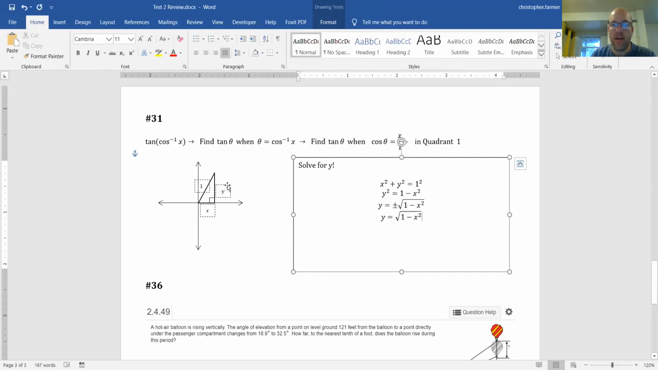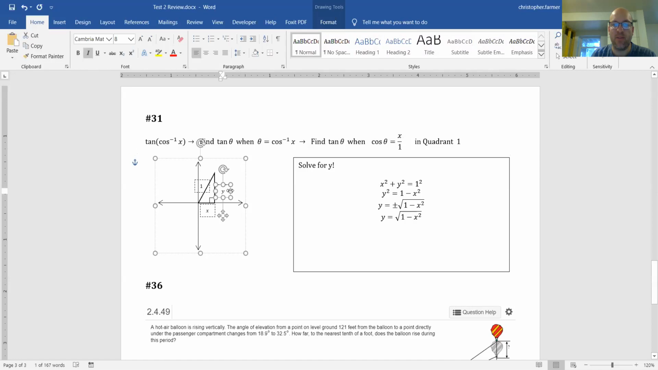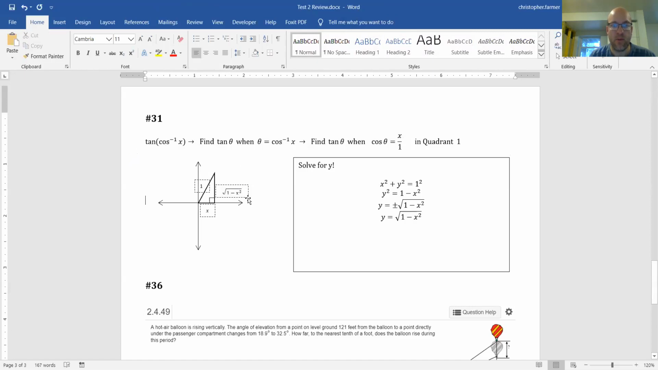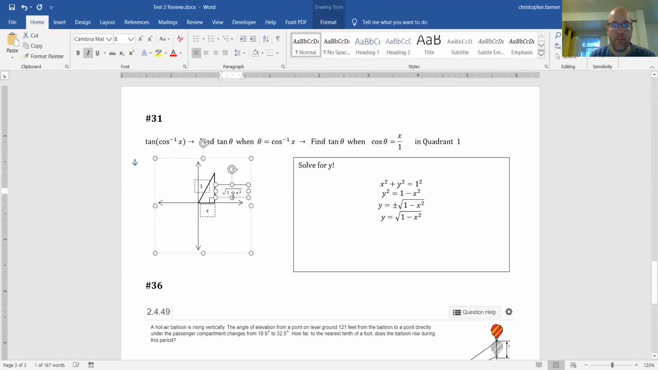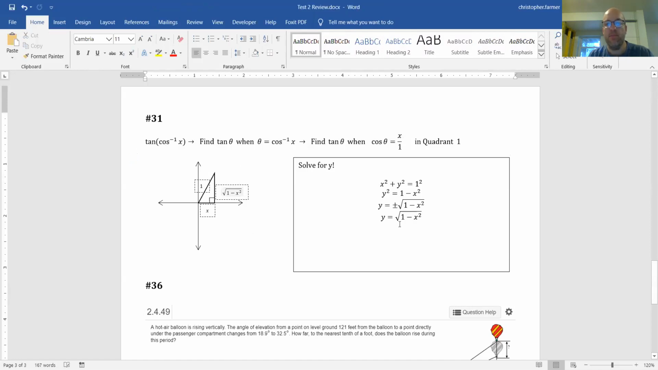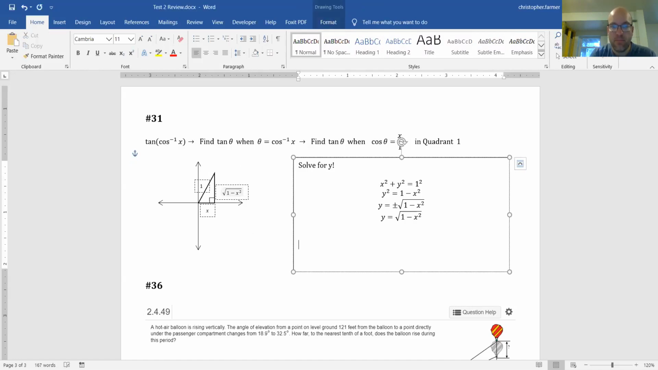And so I'll go ahead and make this text box just a little bit bigger so I can actually fit that in there. But y then is the same thing as square root of 1 minus x squared. Didn't quite make that big enough. Okay. And then finally, it's just a matter of saying, well, this is the triangle we get based on cosine inverse of x. Now we need to take tangent using this right triangle.